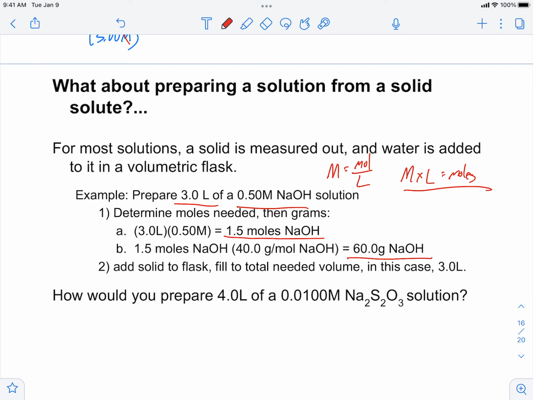Once you figure out the mass of the solid, the rest is exactly the same. You take the 60 grams, you put it in the flask, you add half the water you need, you swirl it till it dissolves, and then you add the rest of the water up until you get to the line. And that's it. So it's basically the same. You're just starting with something different. Instead of a solution, you're starting with a solid.